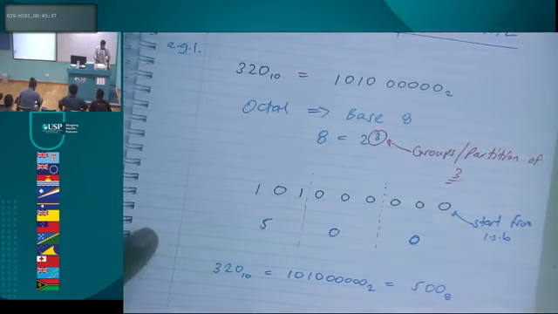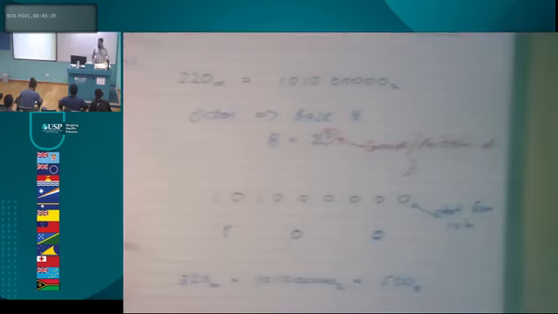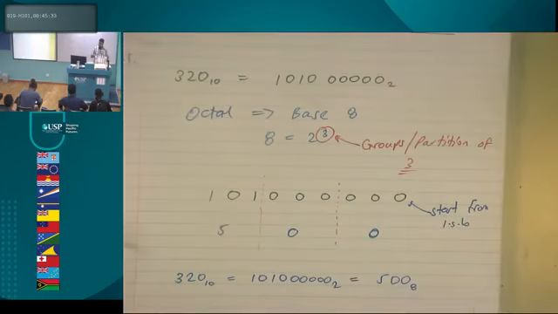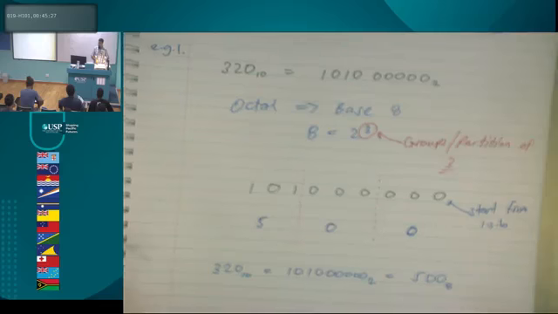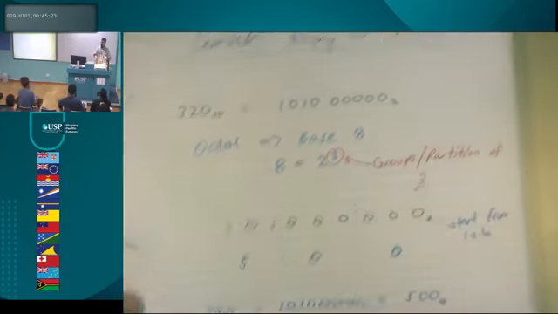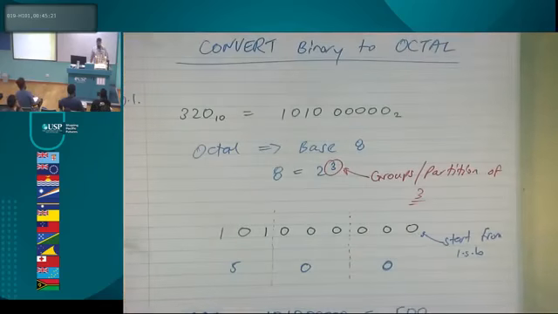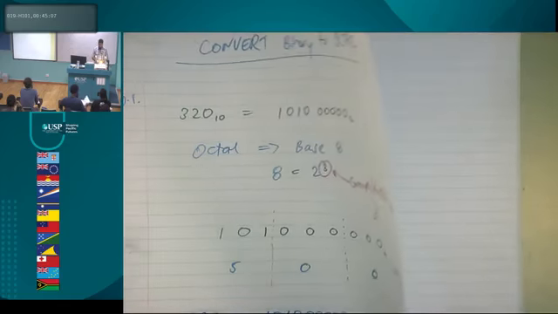So yesterday we learnt about conversion from binary to octal, right? And I showed you a method of how to go about doing the division and partitions. All right, let's have a look at another example.